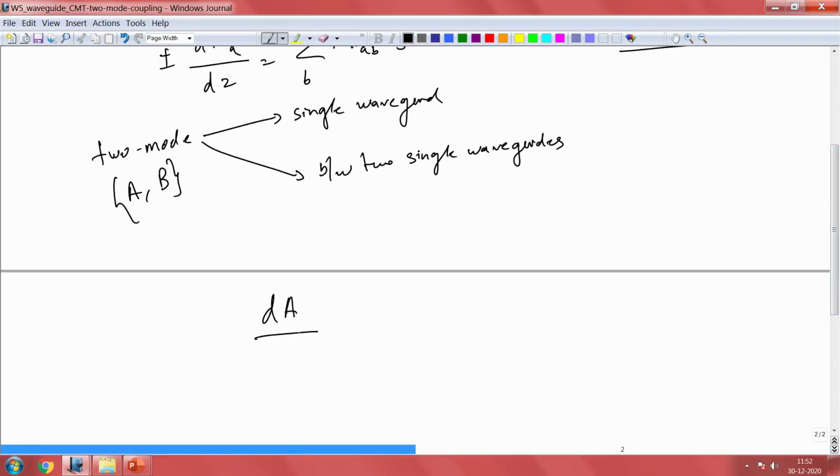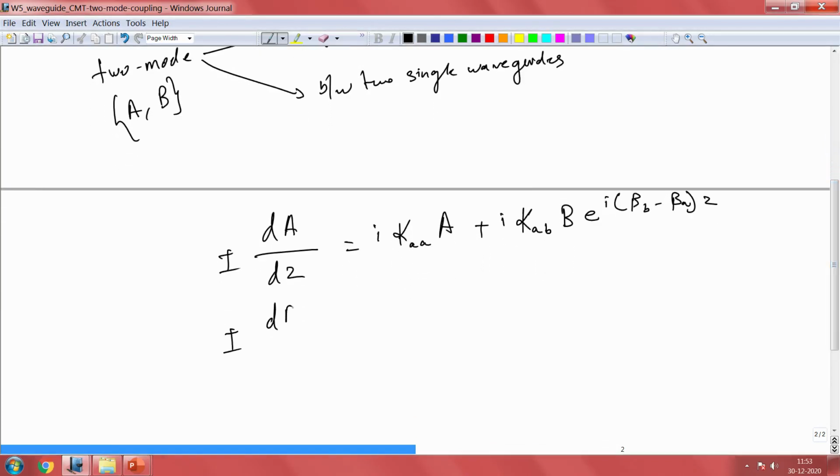The amplitude of mode A as it progresses through the system will depend on, first, its self coupling, its coupling to itself. So it has a certain amplitude A and there is a self coupling that happens, plus the cross coupling with mode B. Now, let us look at how mode B is going to look. Here again we have self coupling with itself plus the cross coupling kappa BA times e to the power i(beta A minus beta B)z. So this is the coupled equation of these two different modes that we are talking about.